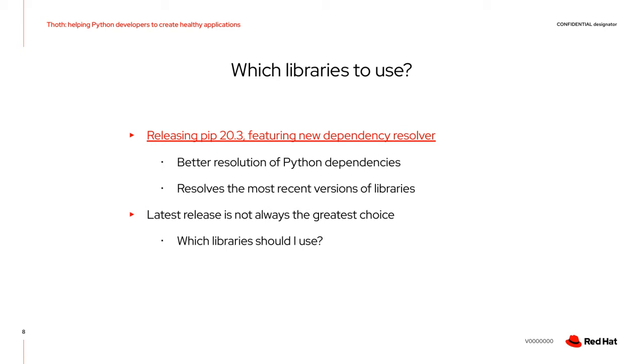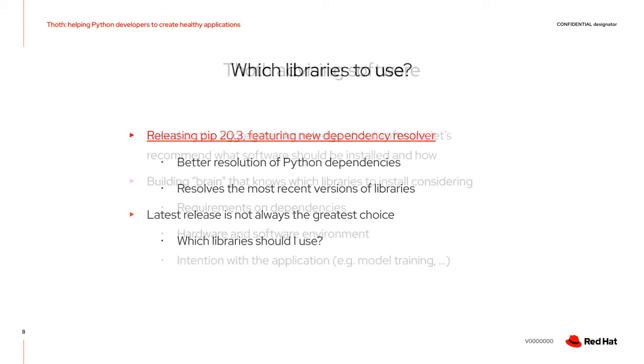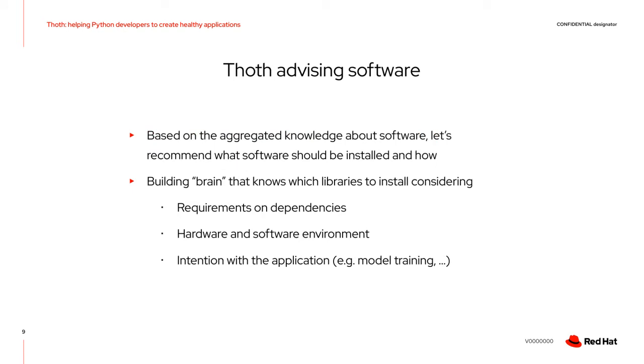Pip resolver resolves to the most recent versions of libraries. And if you take a look at other resolvers, such as pipenv and poetry, all these resolvers tend to resolve to the most recent versions of libraries. But that's something that's not always desired. So which libraries should I use when running my Python application? And that's something that Thoth can advise on.